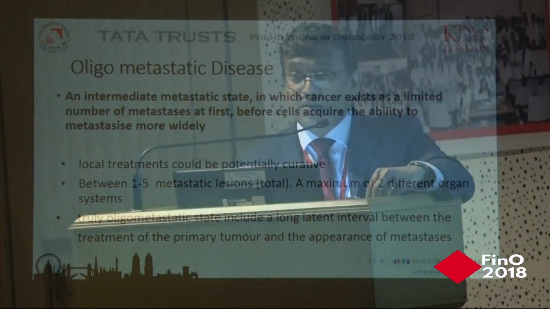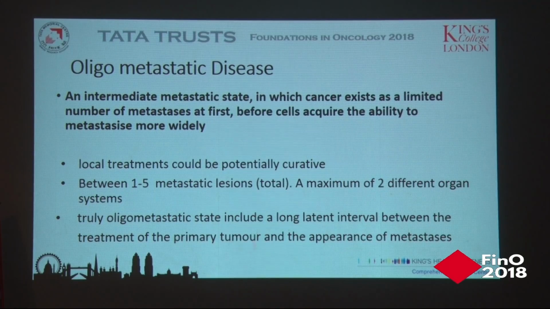But the key is to be able to identify this subset of patients who can be treated radically and potentially cured. By definition, oligometastatic disease is when you have 1 to 5 metastases not involving more than 2 organs. That's a general rule of thumb. And truly, an oligometastatic state includes a long latent interval between the diagnosis and treatment of the primary tumor and the appearance of metastasis. That means you've got enough time to assess the natural history of the disease.